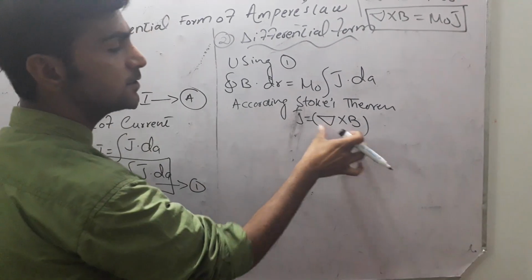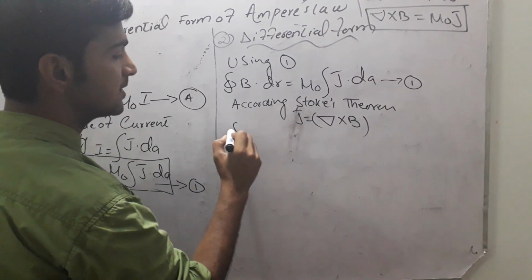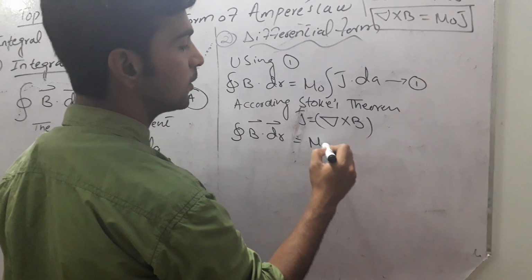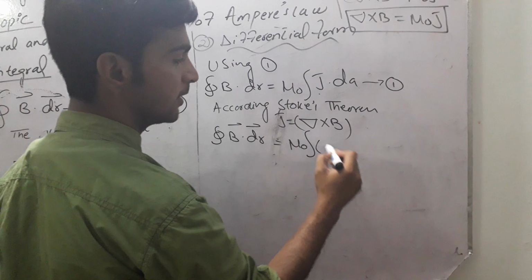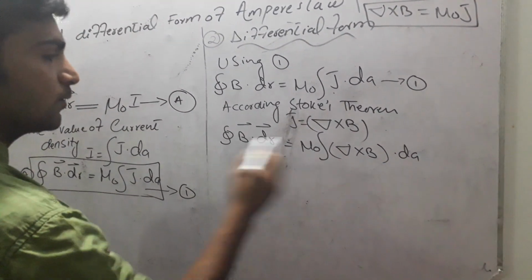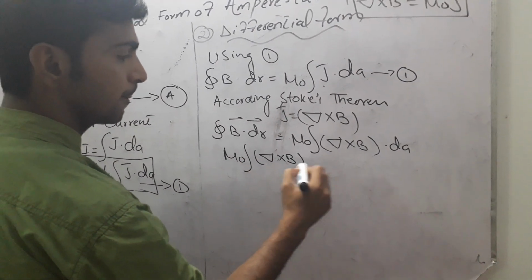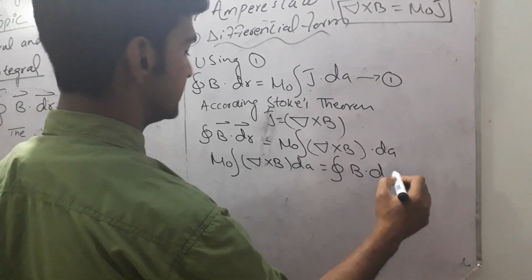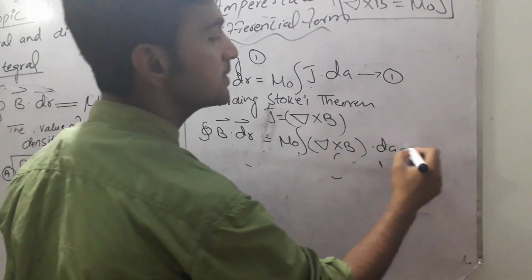So we are going to substitute the value of j in equation number 1. Our equation becomes like this: integral of B dot dr equals mu naught integral of, in place of this j we put this value here, that is del cross B dot dA. We can write this equation in this form as well, it doesn't matter. First of all, we give this the name equation number 2.